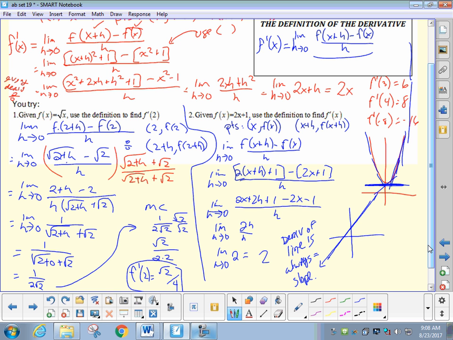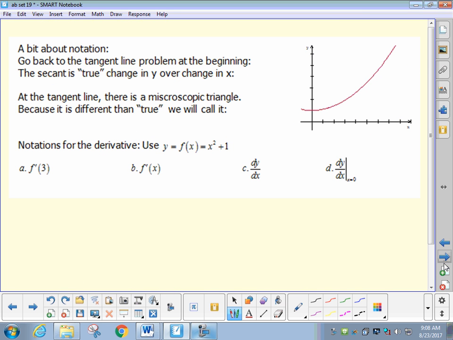Okay, good deal. How'd that go? Real quick question. One more thing. Derivatives, or calculus, all calculus is notation crazy. There's so many notations in calculus, you're going to love it. It makes you feel smart once you understand what the heck all these symbols mean. Now, if I were to look at the slope here, the secant line, this actually is true change in y, delta y, and true change in x, delta x.